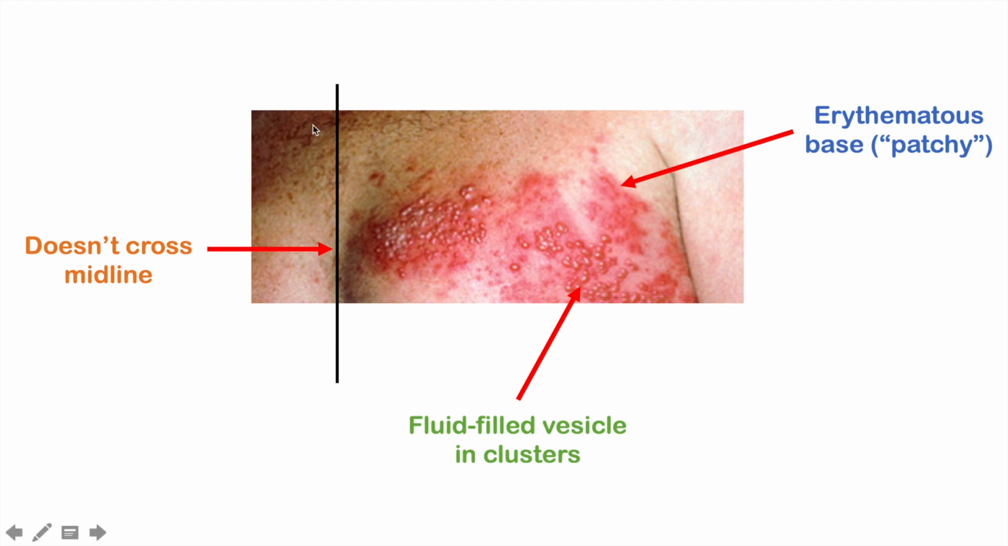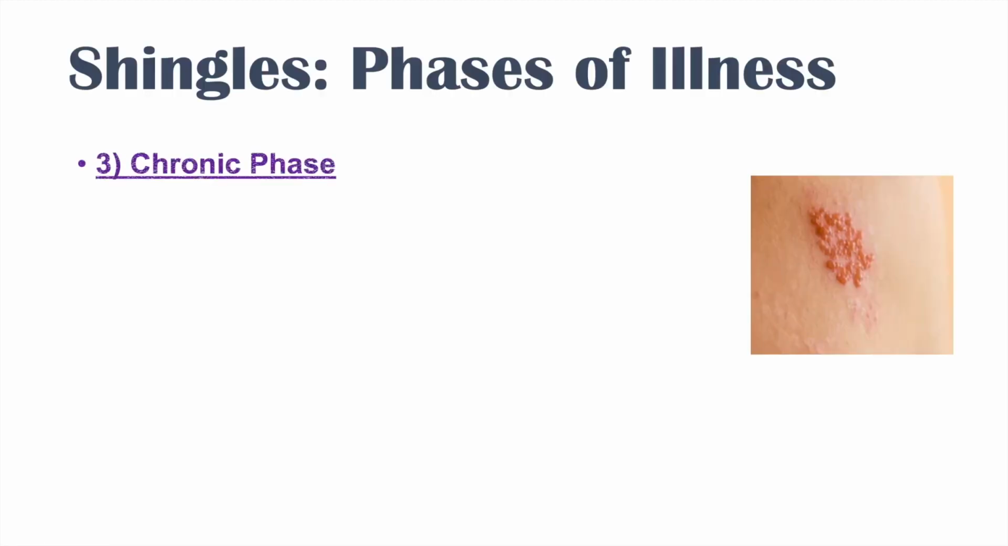And as you can see, that acute eruption of shingles doesn't cross the midline. It remains in this dermatome or one or more contiguous dermatomes, but it doesn't cross the midline. So those are very key indicators that this is shingles. Now, the last phase of shingles is what we call the chronic phase.